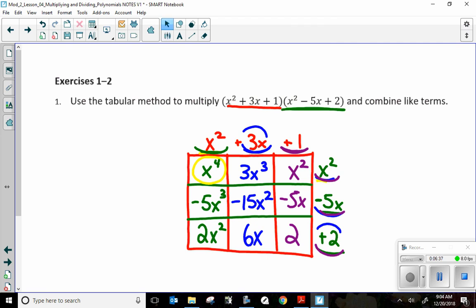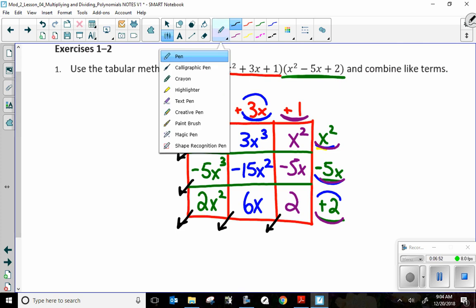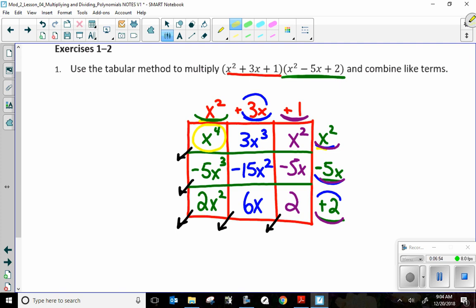Now, if we did this right, and it looks like we did this right, everything should line up diagonally. I'm going to put my arrows out of the bottom left corner of every box. Okay? Now, if I did this right, and it looks like I did, there's only one output here. That's x to the 4th.